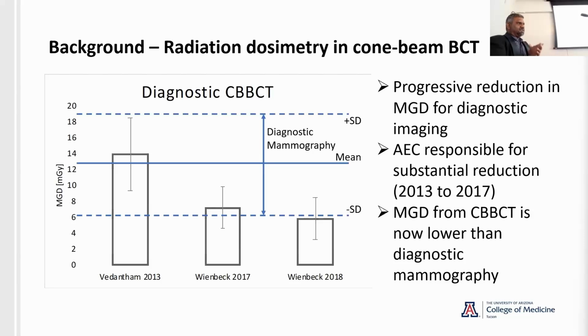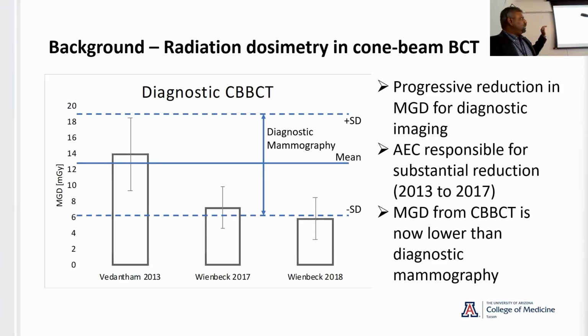Once you derive those conversion factors, you convert from your air kerma measurement, using the conversion factor determined from Monte Carlo, and you can compute the dose to a given breast, as long as you know the dimensions of the breast and the composition of the breast in terms of fibroglandular tissue.